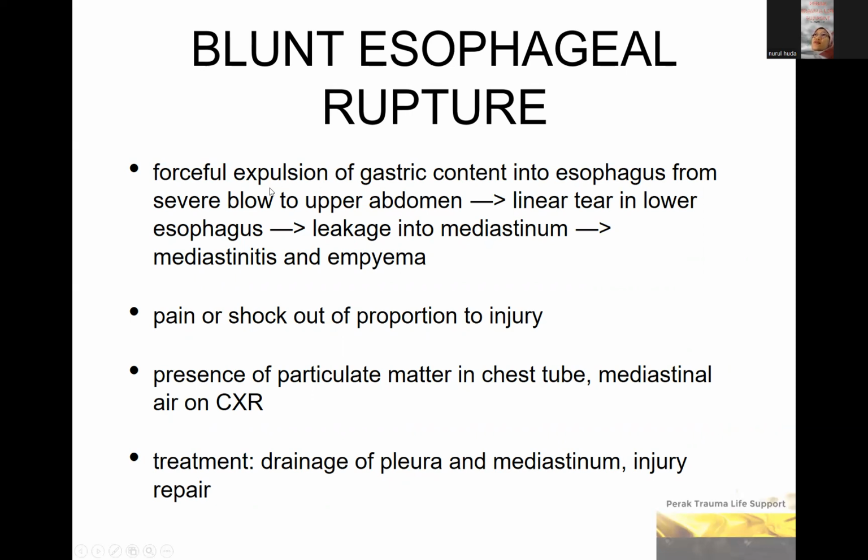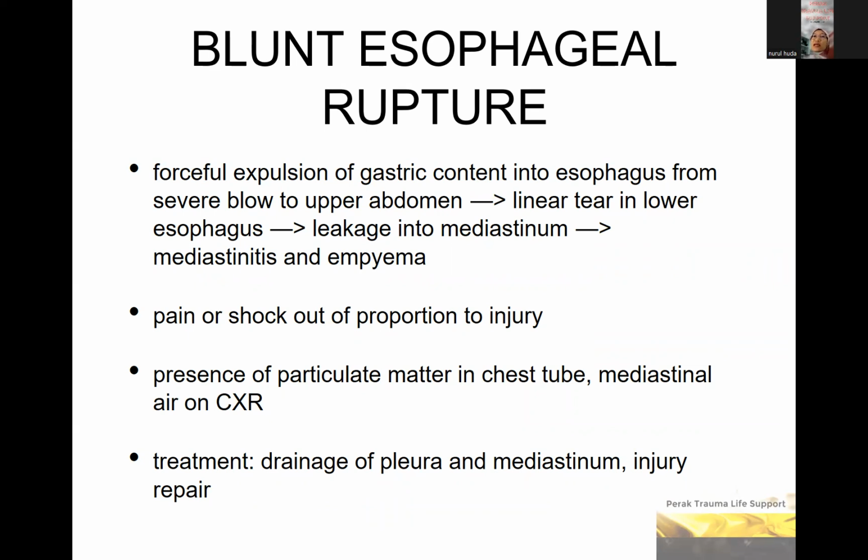It is a forceful expulsion of the gastric content into the esophagus from a severe blow to the upper abdomen. So it causes a linear tear in the lower esophagus. Then the content in the esophagus can leak into the mediastinum. Therefore, it will lead to mediastinitis and empyema. Patients can complain of severe chest pain out of proportion to the injury, and it can be life-threatening as well.